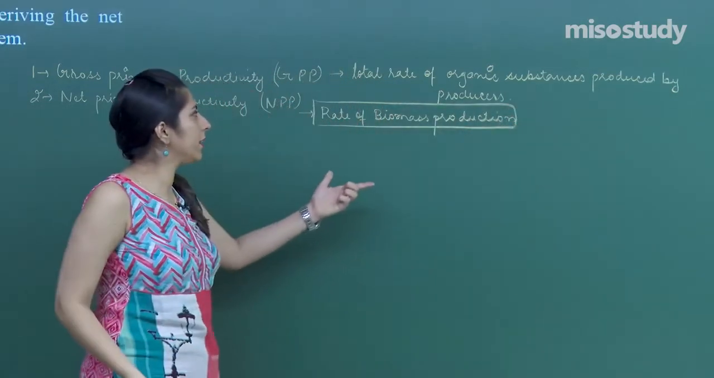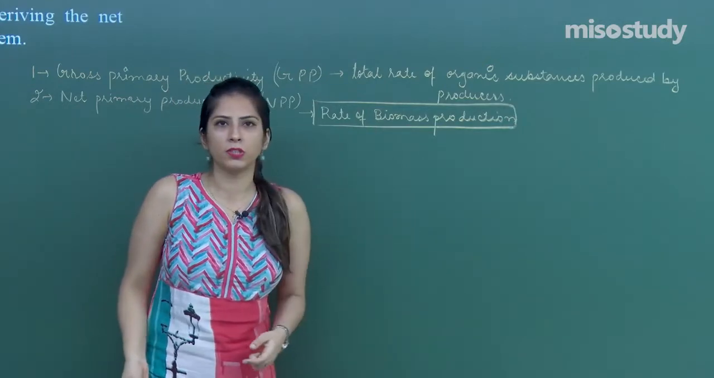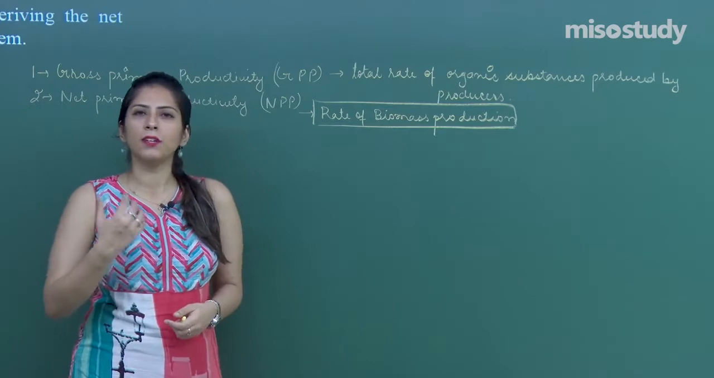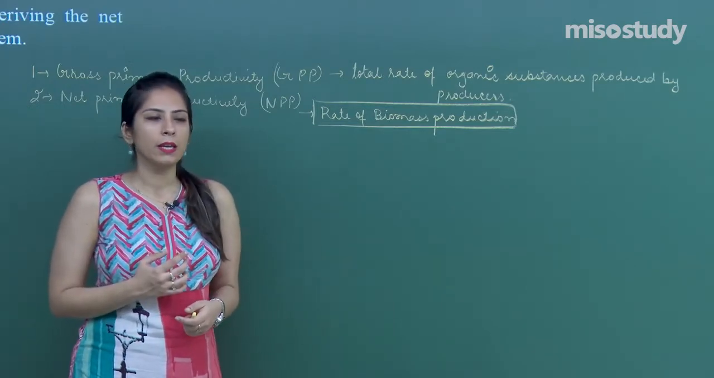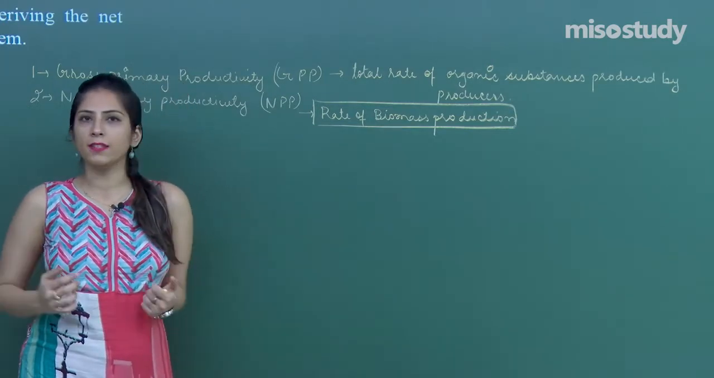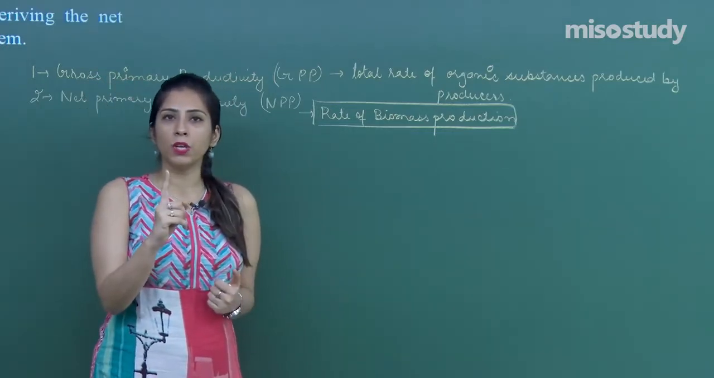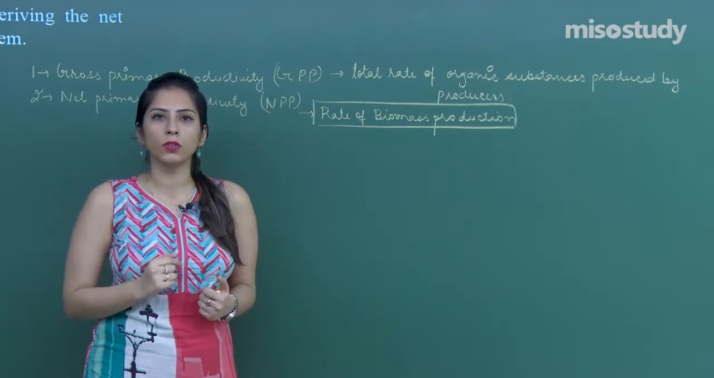In one line, we can write this as the rate of biomass production. Now, what do you mean by biomass? When we talk about a plant, it normally undergoes photosynthesis. When they undergo photosynthesis, organic substances are produced. Organic substances which are produced will be utilized for growth.